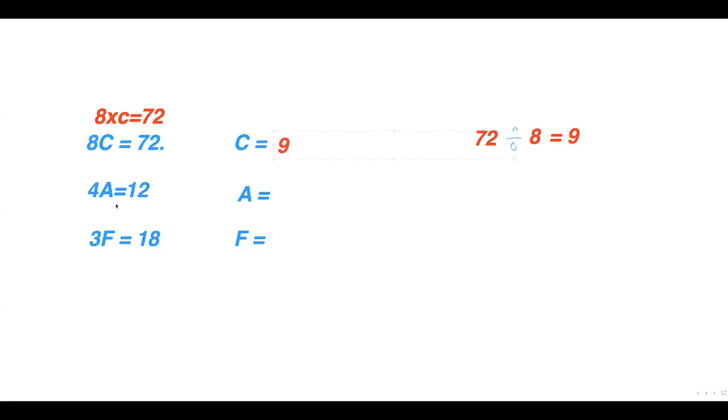Okay, so let's have a look at the next one. So we have 4A equals 12. So well done if you got these right. So we're going to do the opposite. So this tells us 4 times A gave us 12. So we do 12 divided by 4. Okay, 12 divided by 4 gave us 3. Well done. Okay. So 4 times 3 is 12. So A equals 3.